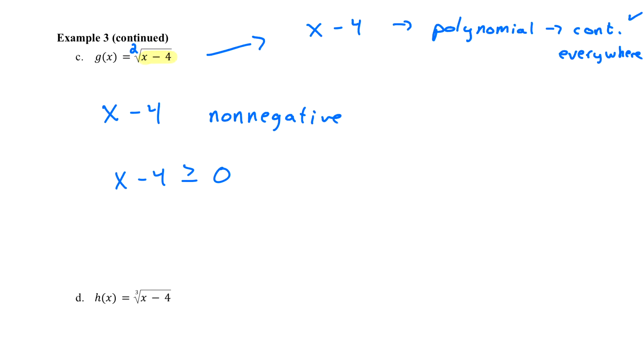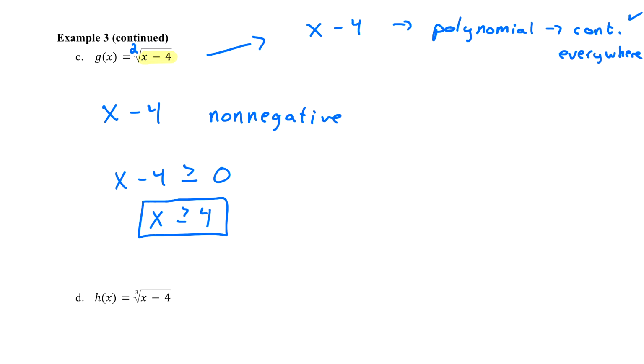So here in this case, I can just add 4 to each side. I'm saying x should be greater than or equal to 4. So this is what needs to be true in order for this particular function to be continuous. X has to be greater than or equal to 4.